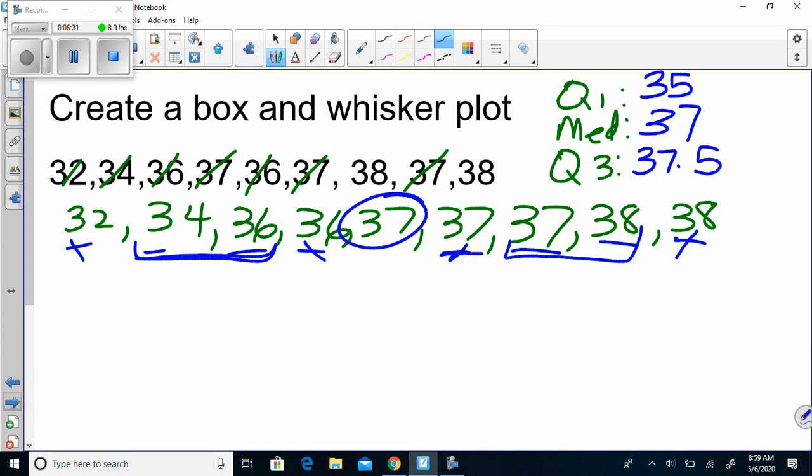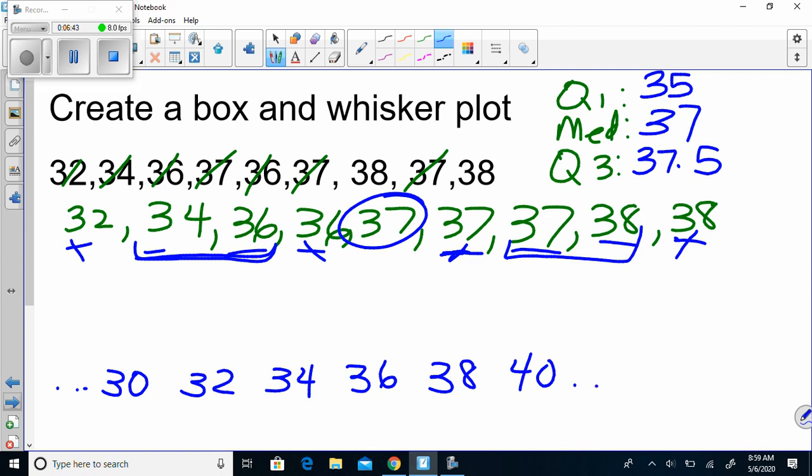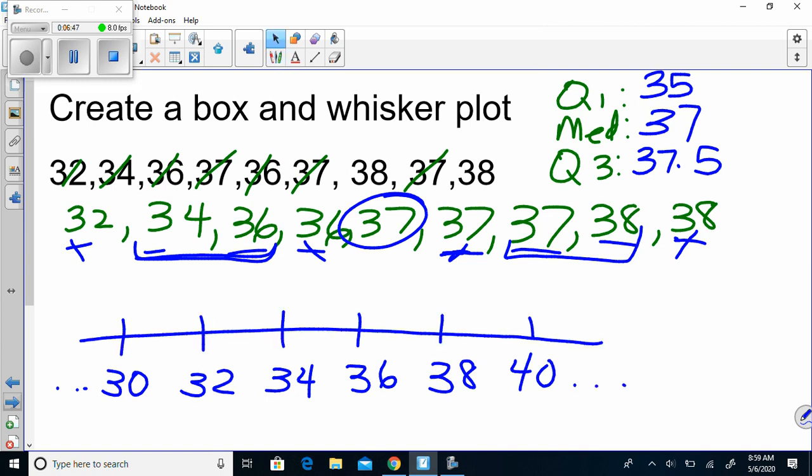Again, I'm just going to go by 2s, but I'm going to start at 30 when I do my number line. 30, 32, 34, 36, 38, 40. There's my number line. Now I need to draw my box in. So, again, Q1 is 35, right there. My median is 37, right there. My Q3 is 37 and a half, so look how that's right there, kind of by it.